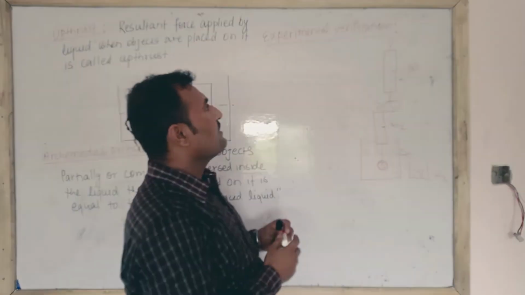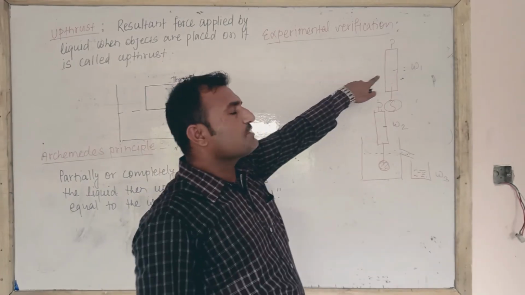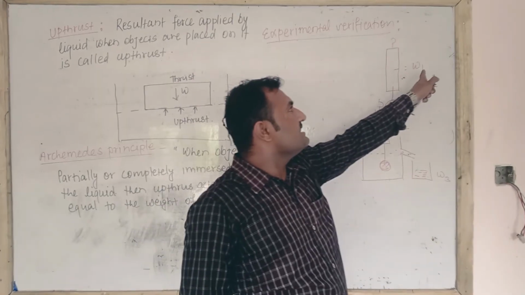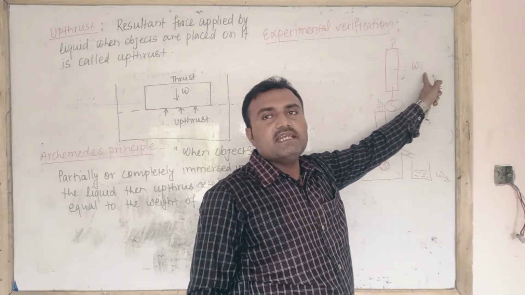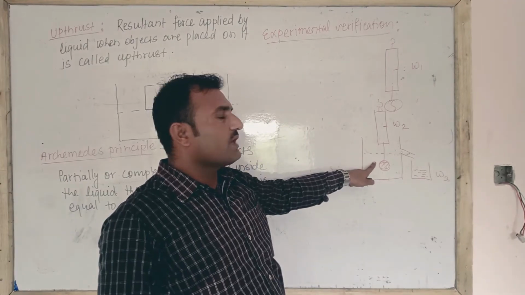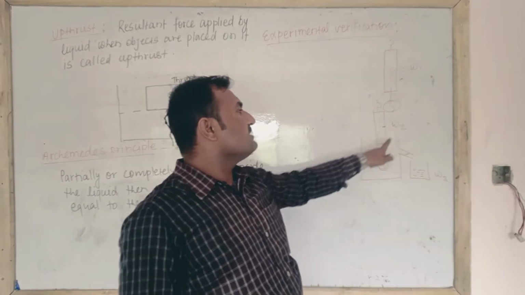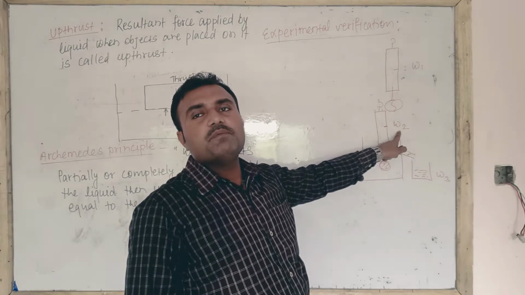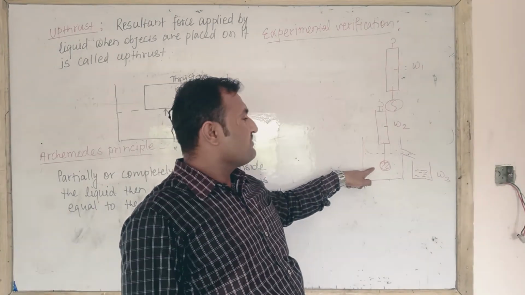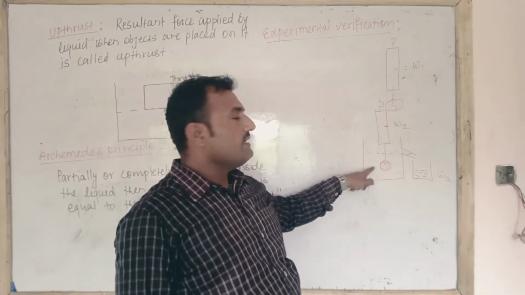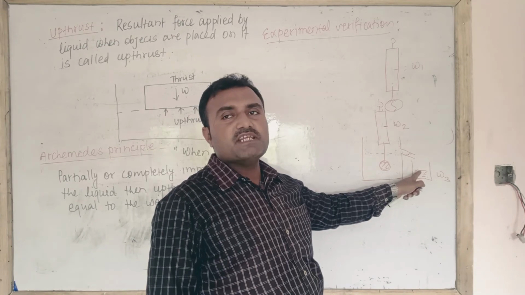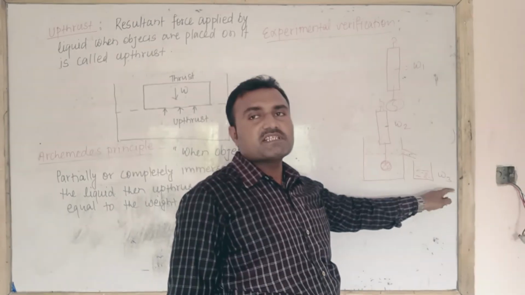Listen carefully. Firstly, we weigh the object with the help of a spring balance in air. That weight is called the weight of the object in air. Then we immerse the same object inside the overflow can, and we measure the weight, which is called the weight of the object in water. And when the object is kept in the Eureka can, overflow can, a certain weight of liquid gets displaced, which is called the weight of displaced liquid.